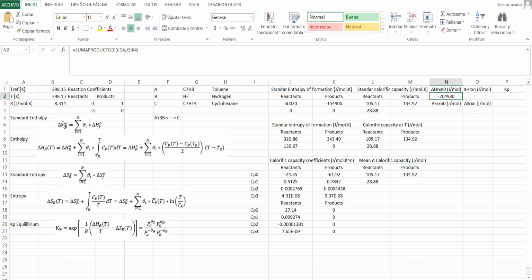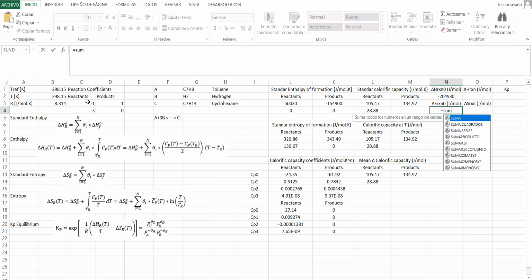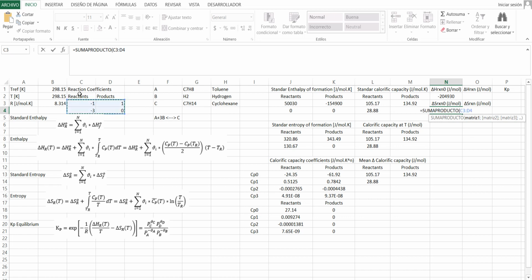Okay, let's proceed with calculating the standard entropy of reaction, and it's very similar to this equation. Here we can see the standard entropy of reaction is just the sum of the stoichiometric coefficient multiplied by the standard entropy of formation. So we're going to use once again the predetermined function of Excel, sum product, that can calculate this sum. We take the matrix of the reactant coefficients and the matrix of the standard entropy of formation.